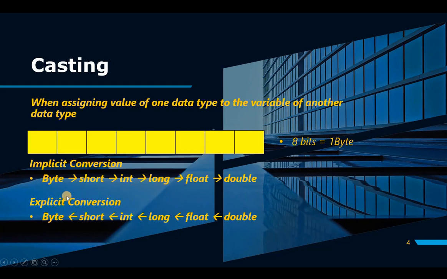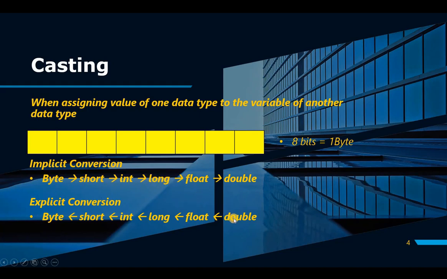But if I'm trying to go the other way around, trying to fit a double inside a long or an int, then I have to specifically say that I want to downcast something. Downcasting and explicit conversion mean the same thing. Now, in implicit conversion, there is no data loss that occurs. You're trying to go from a smaller number to a bigger number. You're giving it more room.